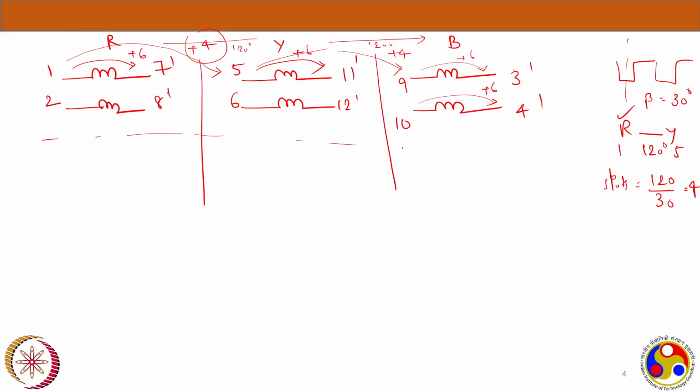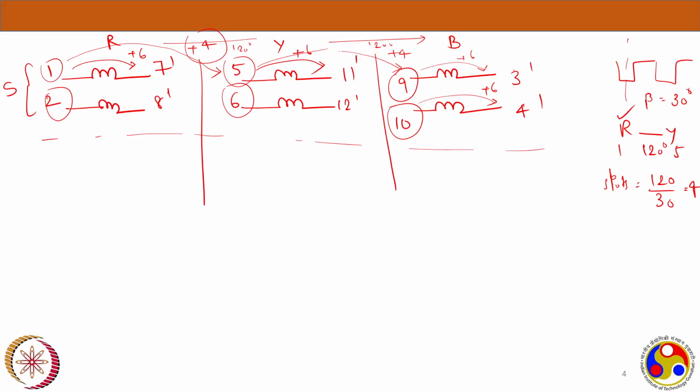Now let's say all these slots are coming under the south pole. Okay. Now coil slot number 1, slot number 2, slot number 5, slot number 6, slot number 9 and slot number 10. So these are coming under, let's say, the south pole. Now we know that in each phase, two coils each are accommodated. Now 6 coils are done.